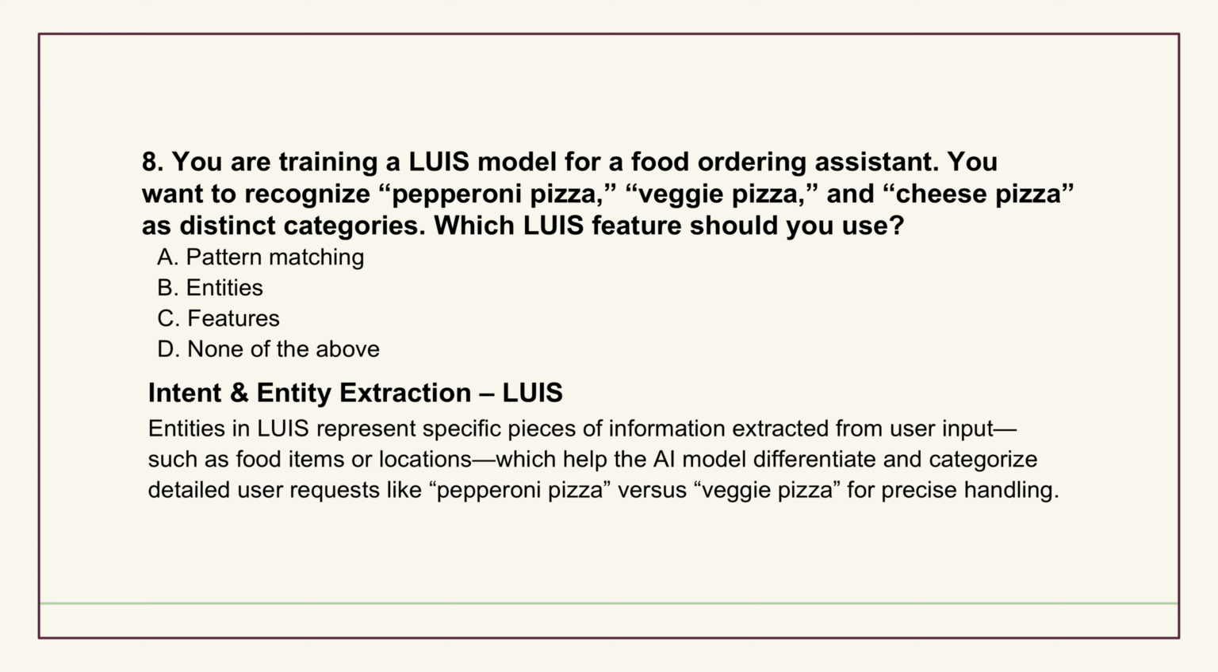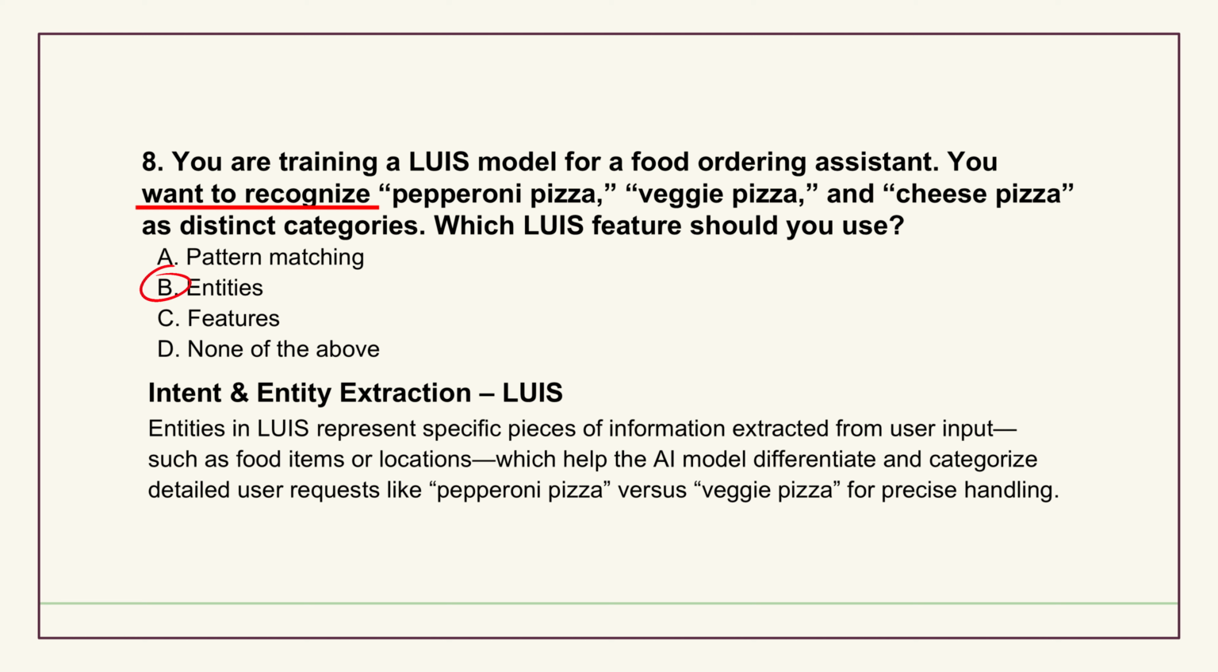You're training that LUIS model for a food ordering bot again. Okay, back to pizza. Right. You needed to recognize specific food items like pepperoni pizza, veggie pizza, and cheese pizza as distinct pieces of information to pull out. Which LUIS feature handles identifying these specific data points? The answer is entities. Right.